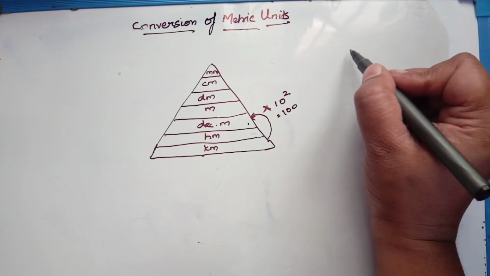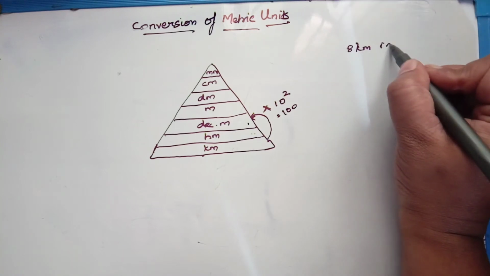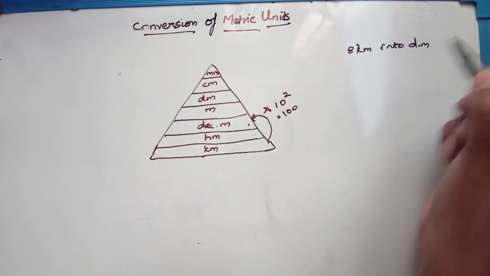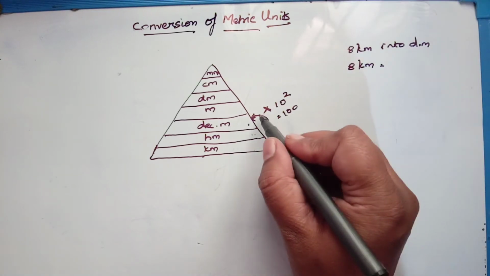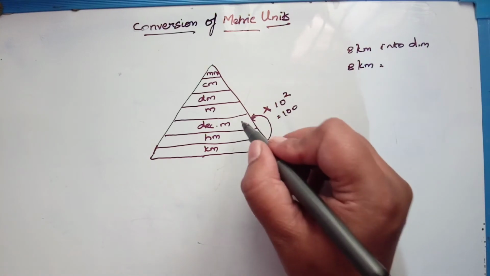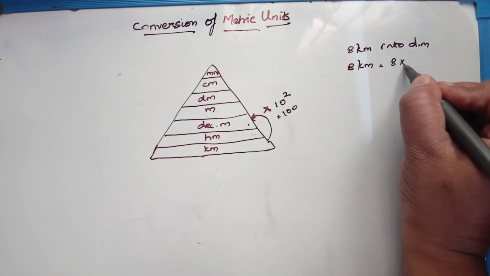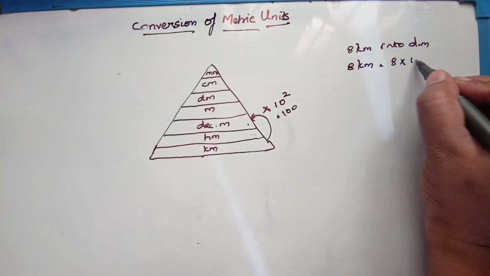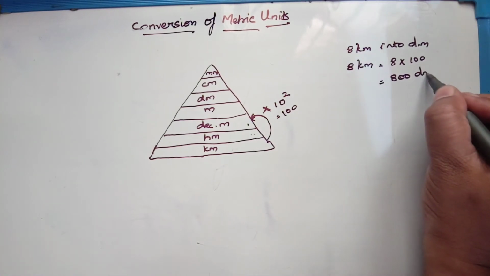Now suppose I have to convert 8 kilometers into decimeters. So 8 kilometers, I'll write it. Now I have to go up the steps, from the higher units to the lower units, so I have to multiply. This is very important: multiply by 100. So I get 800 decimeters.